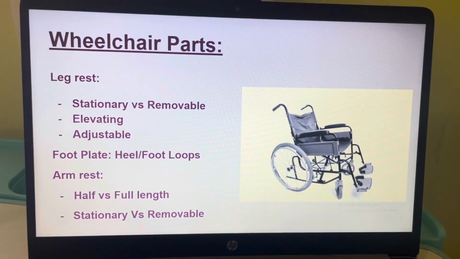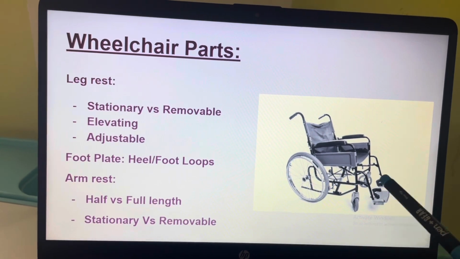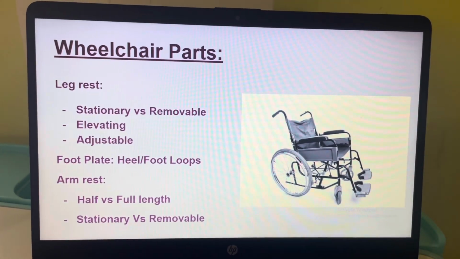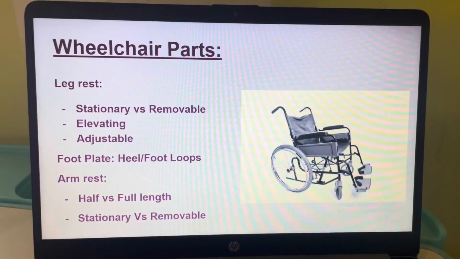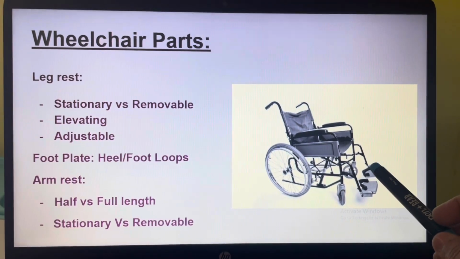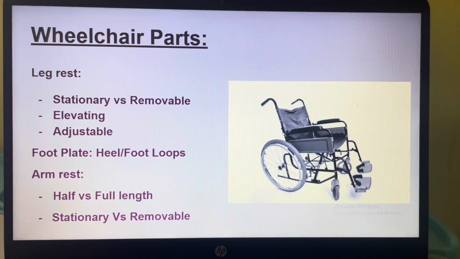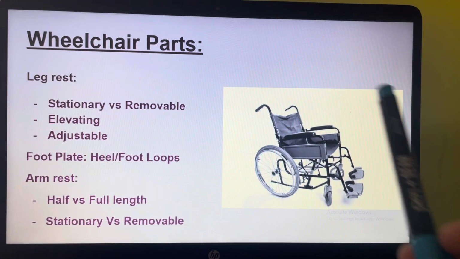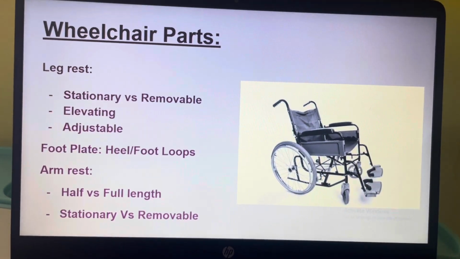Adjustable leg rest comes with a knob that would allow you to adjust the height of the foot plate as well. If someone has longer or shorter legs, you can accommodate the dimensions as needed. The foot plate comes with a loop for the heels to prevent the feet from sliding. The armrests are available in full length or half length.